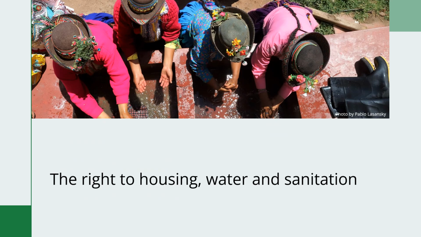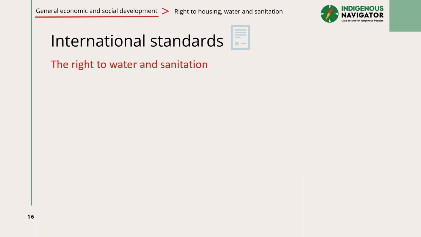This category covers three core economic, social, and cultural rights: the rights to adequate housing, water, and sanitation in the context of climate change impacts and related measures. Climate change can impact the right to water in different ways. For example, increased drought conditions can lead to water scarcity, or acidification can impact water quality.